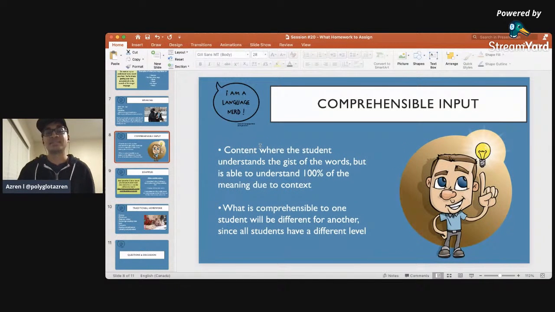And as a tutor, as a teacher, I would encourage you to help the student find the right resources for them, because they might not know how to find things that are comprehensible for them. They might not know how. So it's important for you as a tutor or teacher to help them figure that out and find that.